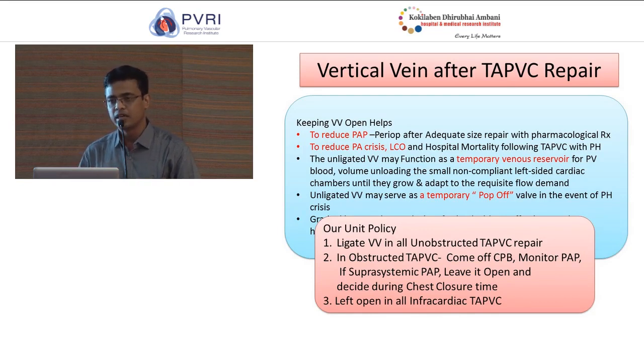reported that the vertical vein is left open for the initial few days to reduce the PA pressure. It helps in reducing PA crisis and low cardiac output immediately after surgery. It acts as a temporary venous reservoir and temporary pop-off. Our unit policy is that we ligate the vertical vein in all unobstructed TAPVCs, but in obstructed TAPVC we leave it behind after coming off, and before sternal closure or later on we can deal with it.